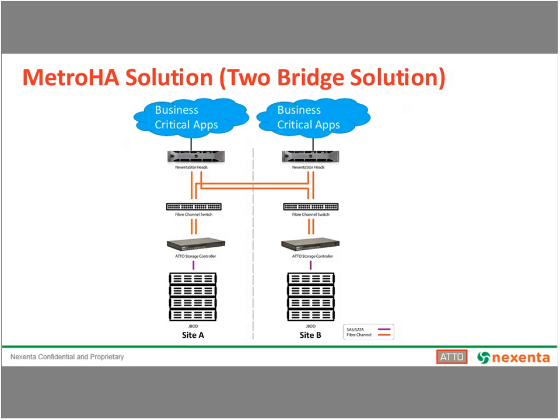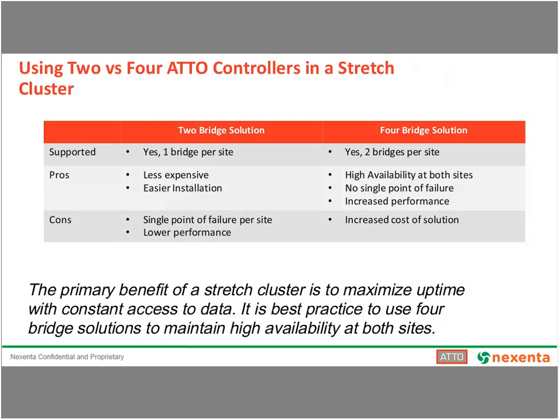Another way to do this, you can actually do this with 2 different bridges. So you can have 1 bridge per site, 1 switch, 1 JBOD per site. This will allow for more economical installs, so you can actually have a smaller configuration. When you're doing this, though, you have a few things to consider. In the 2-bridge solution, you do have 1 bridge per site. It is less expensive and an easier installation, but then you do have a single point of failure per site.